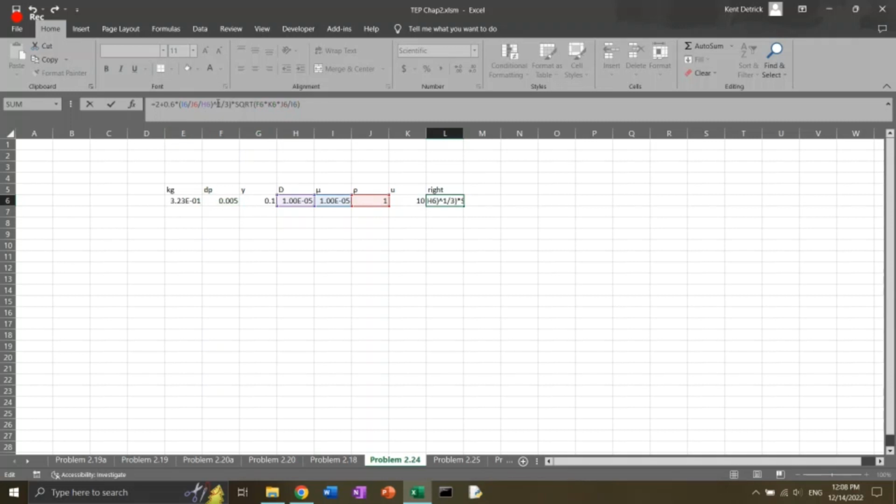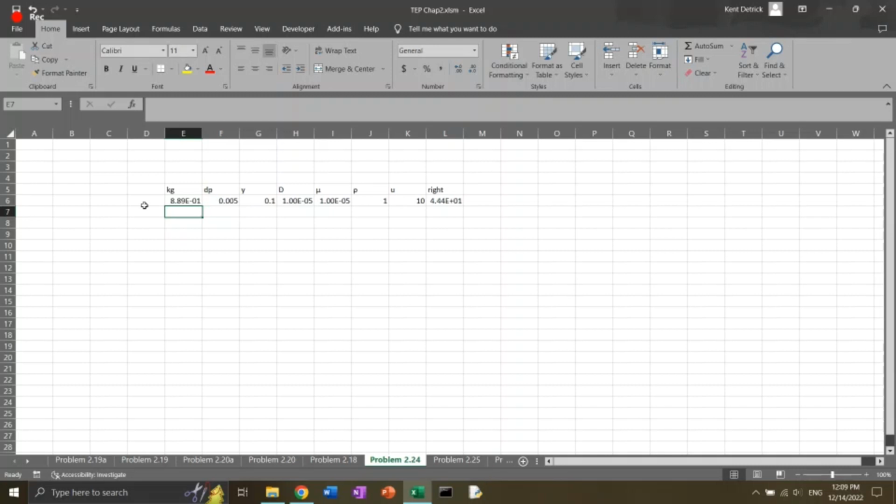Okay, so I forgot to put parentheses on the right hand side of my equation right there. This term wasn't being raised to the 3rd power, it was just being raised to the 1 divided by 3. So make sure you put parentheses around that. Okay, and now our kg value looks to be the same as what we calculated before.